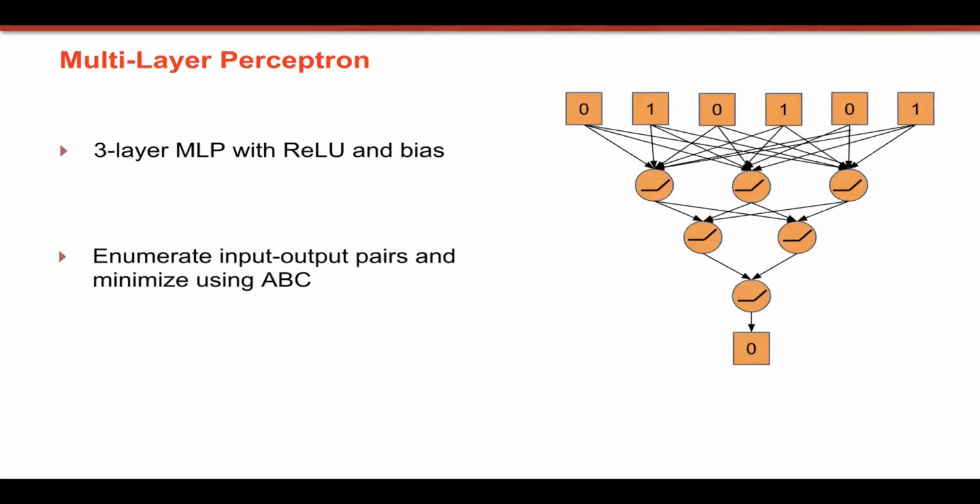We enumerate the input-output pairs to generate a large truth table, which we then pass on to ABC for minimization. This method has the advantage of abstracting away all the internal details of the model, yet due to the exponential nature of the input space, it is only feasible for the smallest benchmarks.